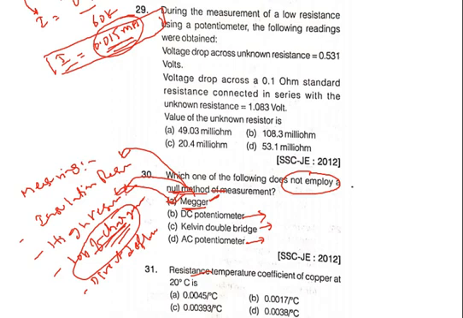Next one, resistance temperature coefficient of copper. The resistance temperature coefficient of copper at 20 degrees centigrade is 0.00393 per degree centigrade. Very, very important regarding copper.